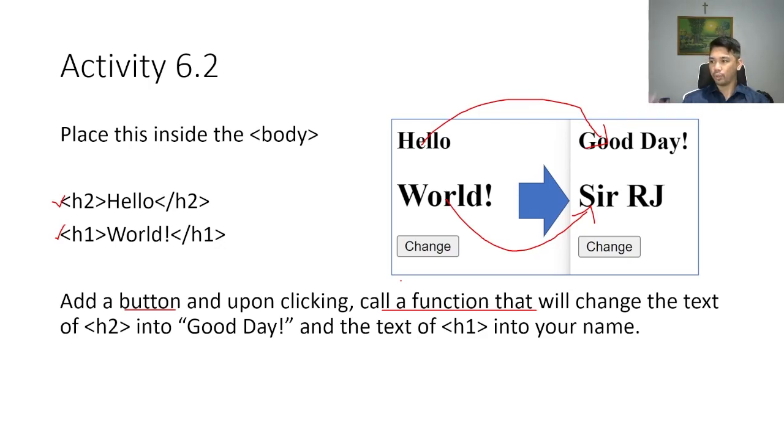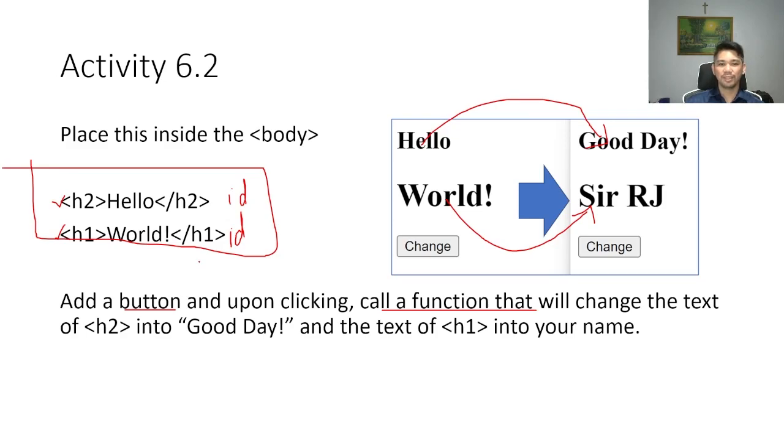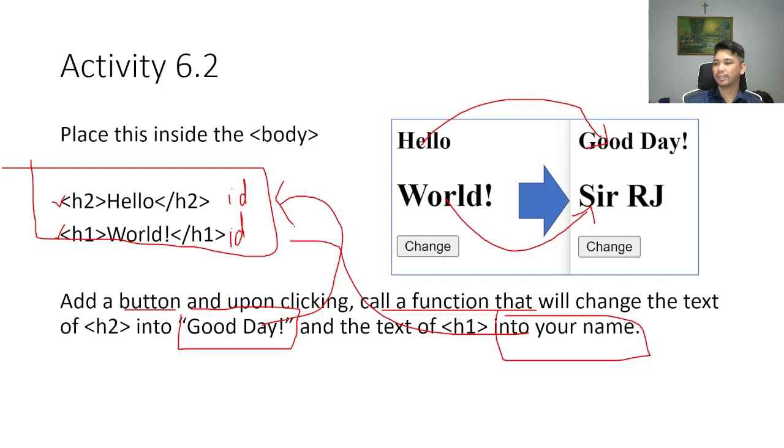So just remember, in this activity, you need to specify the ID of H2 and H1. So if you already have an ID for H2 and for H1, you need to use document.getElementById to get these elements, so that you can specify the text good day and your name into the two different header tags. And again, they must be inside a function. So the on-click event of the button is the function name.